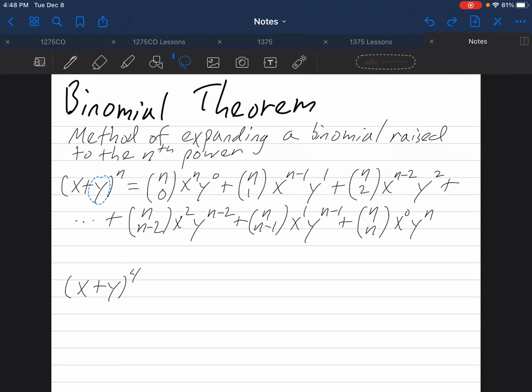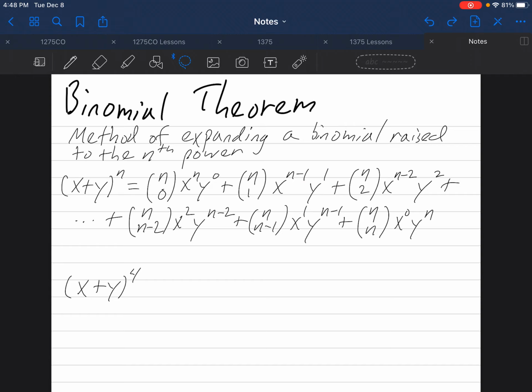The second term in this binomial is the letter y. Again, this is a general case, so this is the variable y. It could be a number, it could be another variable. It starts out with y to the 0 power, and this one increases by 1. So it goes from y to the 0 over to y to the 1.